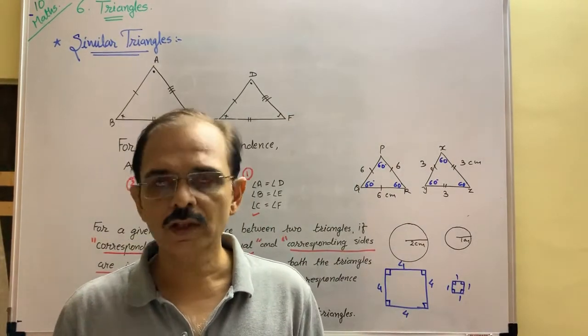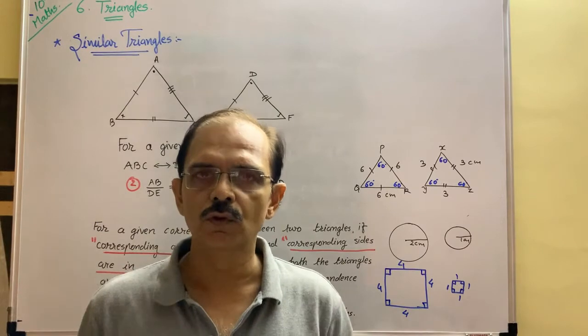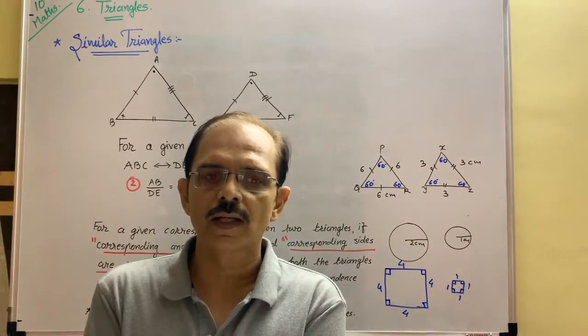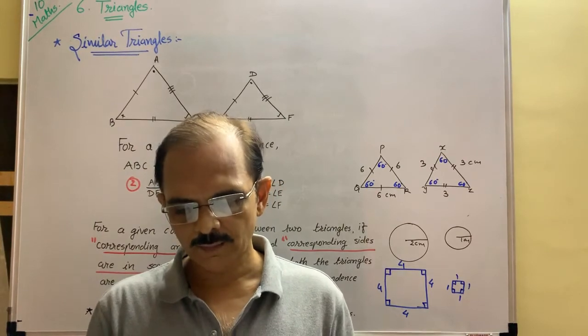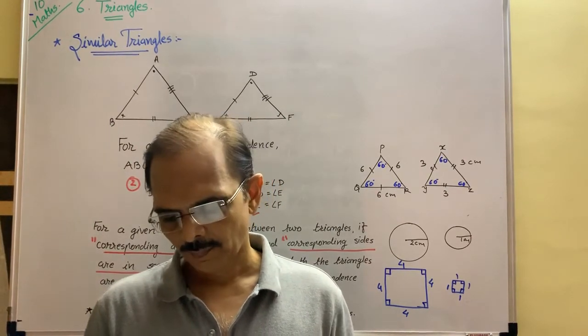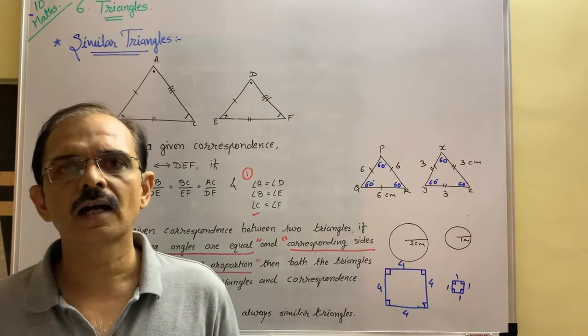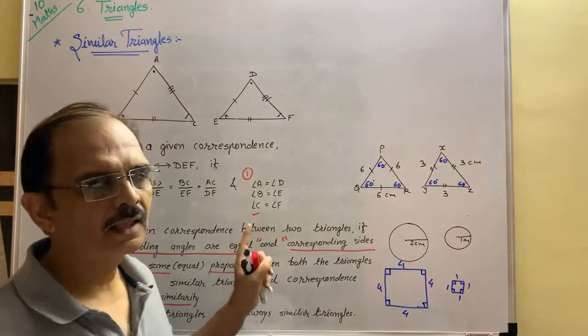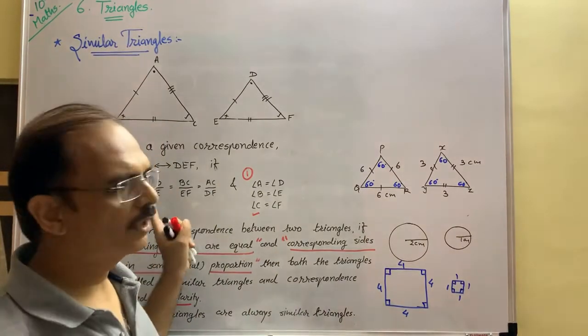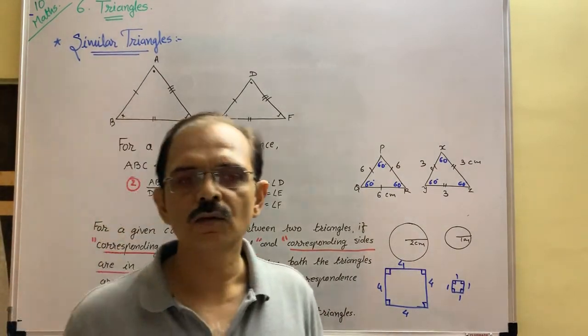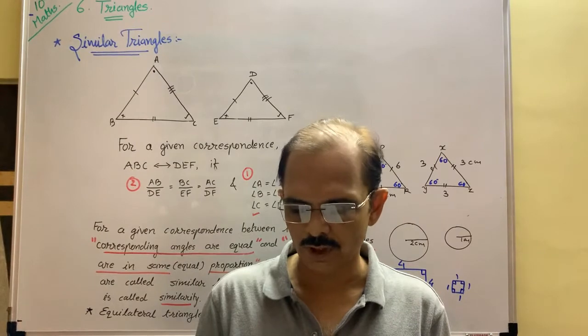Fourth one, two polygons. Now any figure with more than 4 sides is called a polygon: pentagon, hexagon, heptagon, etc. So two polygons of the same number of sides are similar. Their corresponding angles are equal and their corresponding sides are in equal proportion, same proportion.